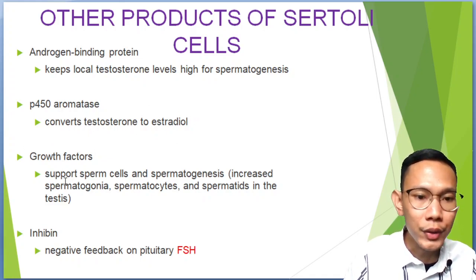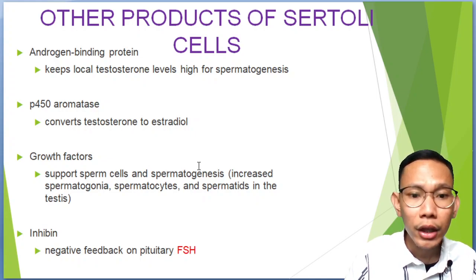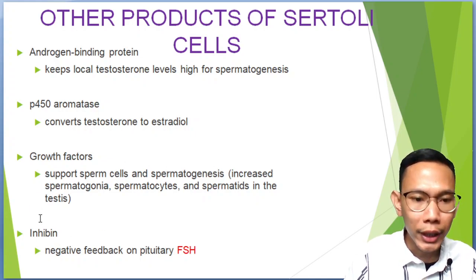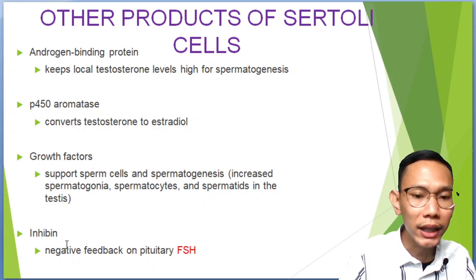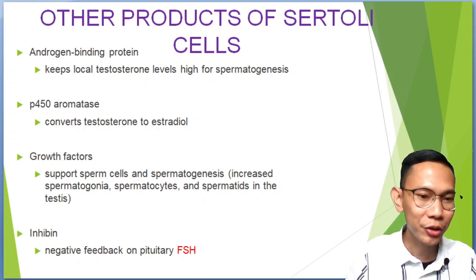Your growth factors also support sperm cells and your spermatogenesis. Your inhibin, on the other hand, will have a negative feedback on your pituitary, which will inhibit your FSH.